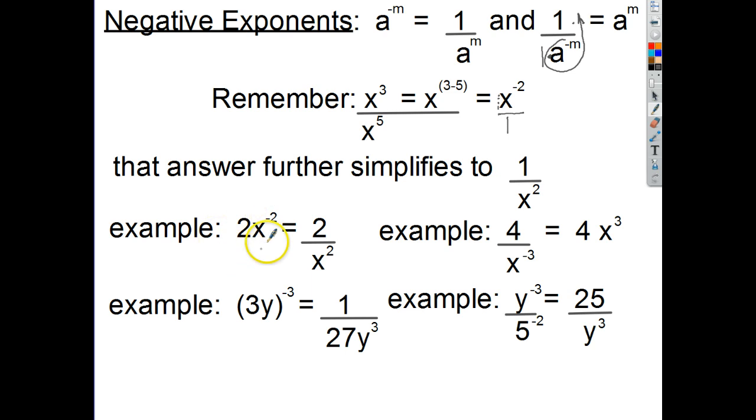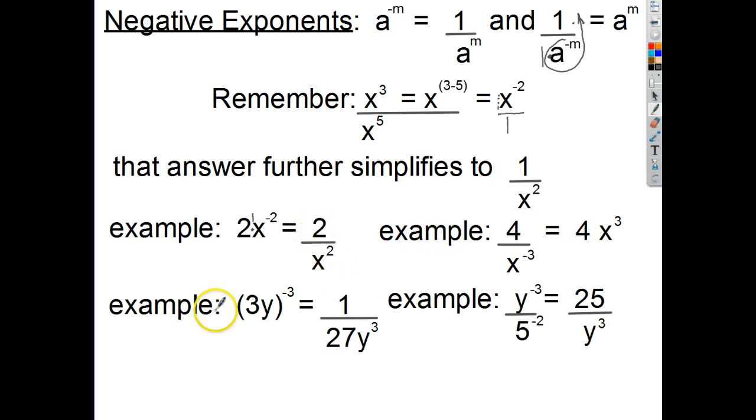This first example, we need to understand that exponents only reach to whatever is to their immediate left. So this negative 2 doesn't affect this positive 2 at all. That positive 2 is raised to the positive 1 power. So that's only on the x. Okay, so that x would have to drop to the denominator. The sign would become positive on its exponent, and the 2 remains where it is, unchanged. So this would be 2 over x squared.